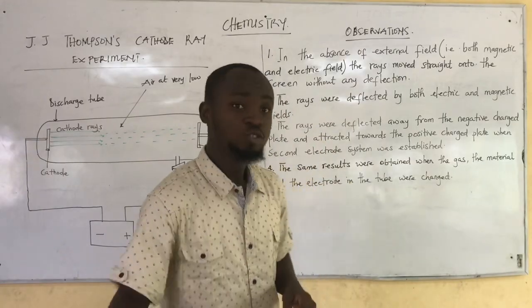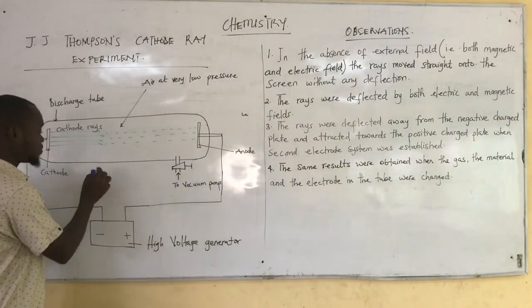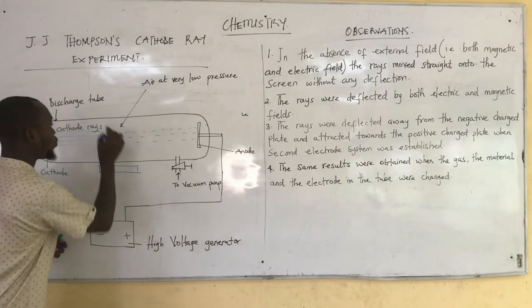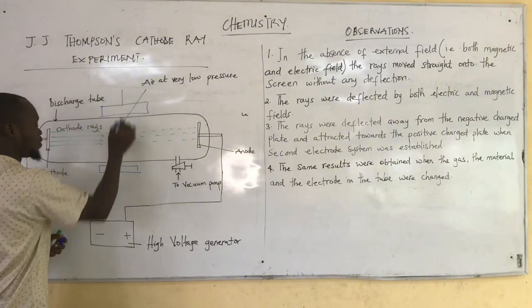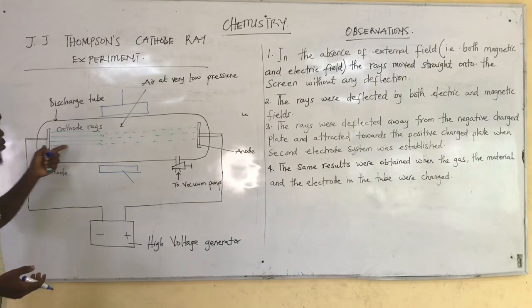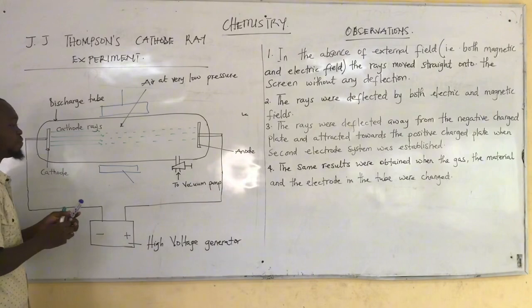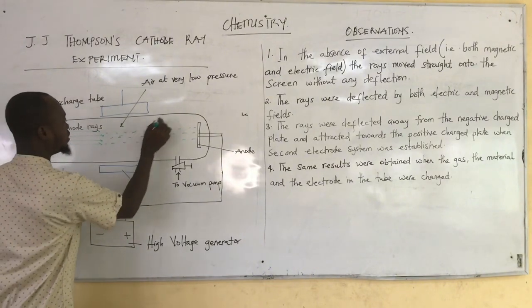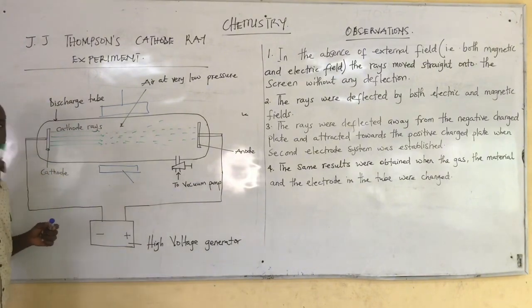Is that okay? So once the magnetic field or a magnet was coiled around the tube, the particles that were moving straight from the cathode to the anode could be seen deflected or bending with regards to the poles of the magnet.